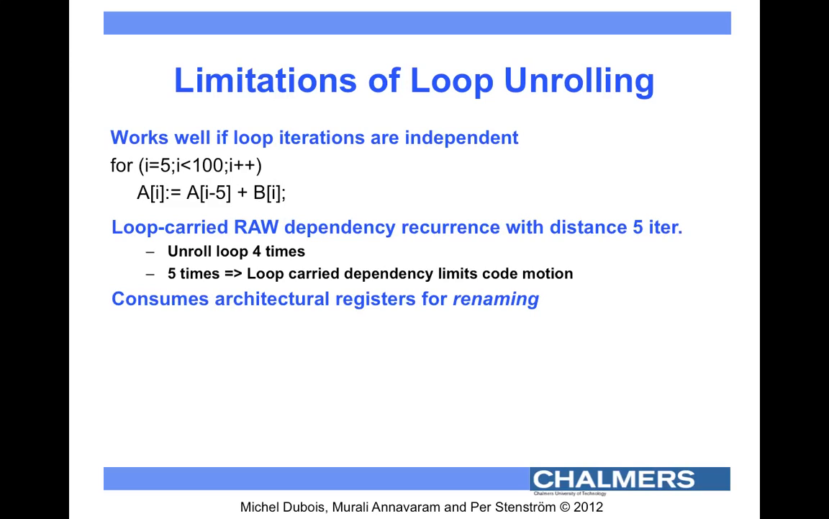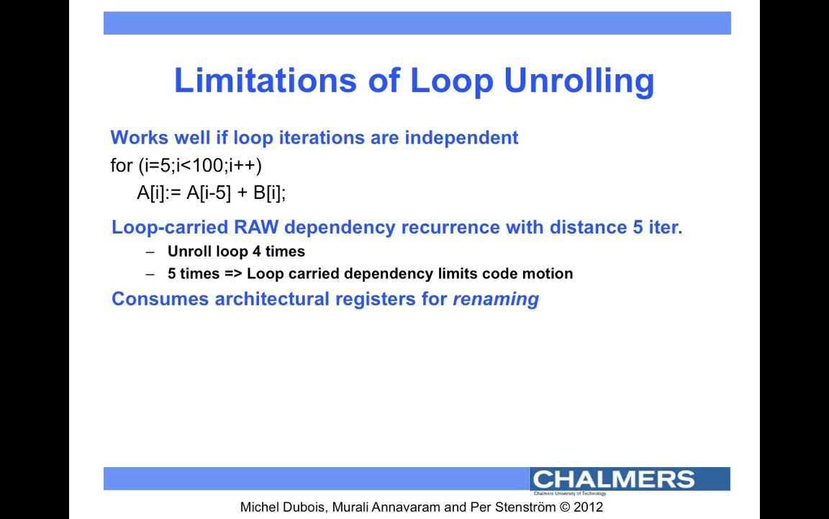In fact, this is a very general kind of problem. If we have loop carried dependencies, that will actually limit our possibilities to uncover instruction level parallelism, or by the way, any parallelism. But there are other more specific limitations inherent to loop unrolling. One is that it consumes more architecture registers for renaming.